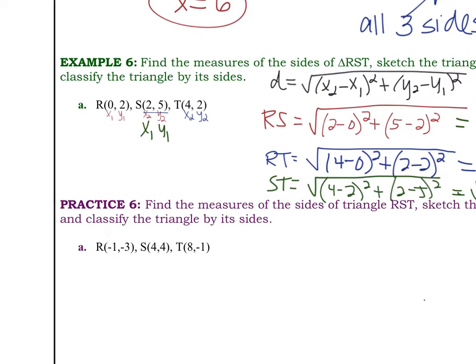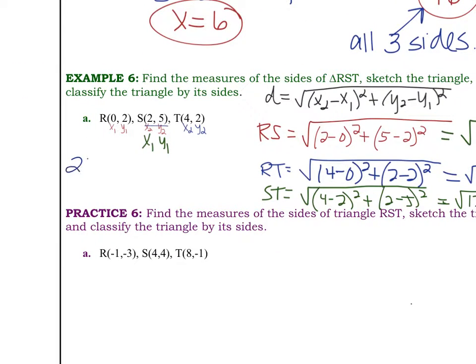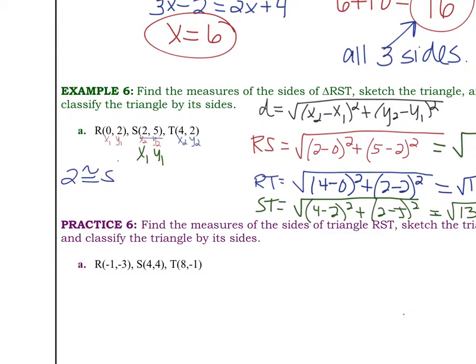2. So if I have 2 congruent sides, goodness, I cannot write on this today. 2 congruent sides, well then it's going to be an isosceles triangle. Okay. We're good? Anybody have any questions about anything we did here? No? Not too terribly bad? Okay, so go ahead and try practice 6.